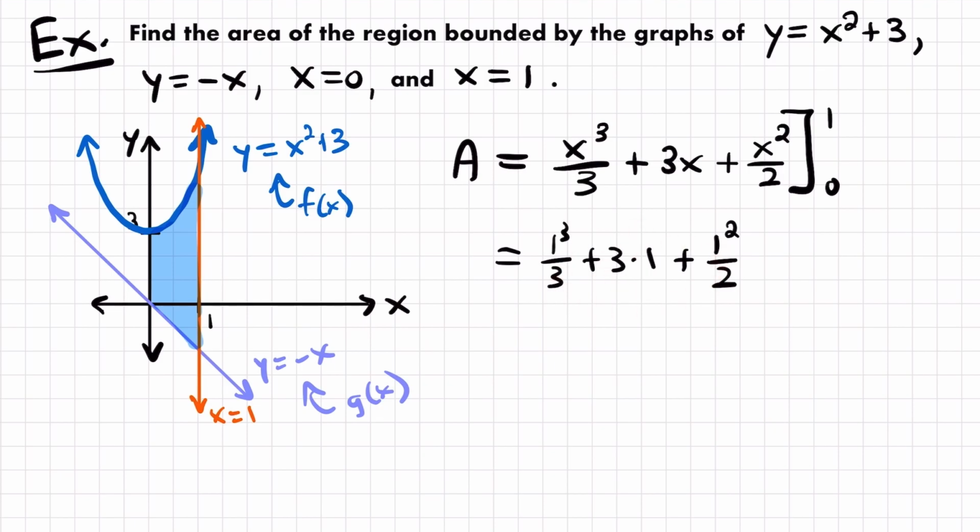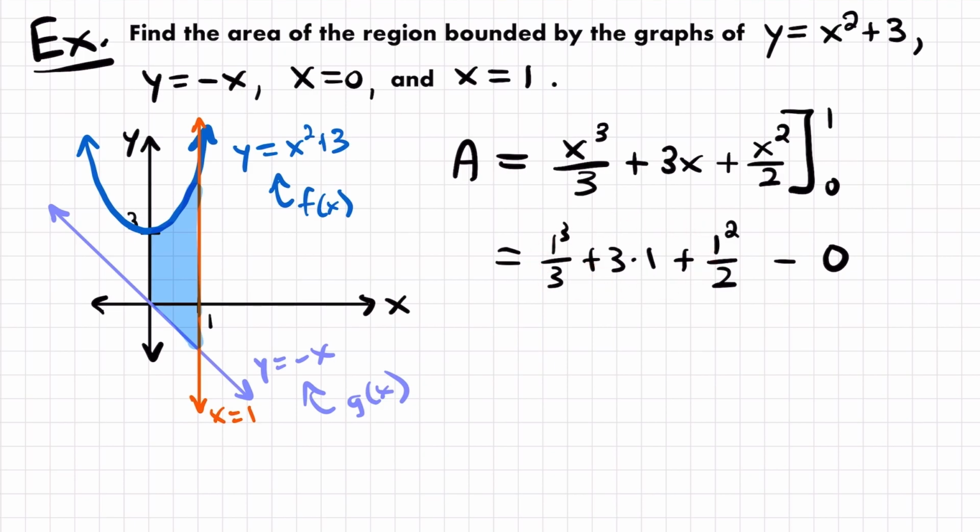Now, we want to subtract plugging 0 into this expression, but note that plugging 0 in where x is just going to result in 0 everywhere, right? 0 cubed divided by 3 is 0. 3 times 0 is 0. 0 squared divided by 2 is 0. So really, we're just going to be subtracting 0, and so that's not going to affect the rest of this calculation.